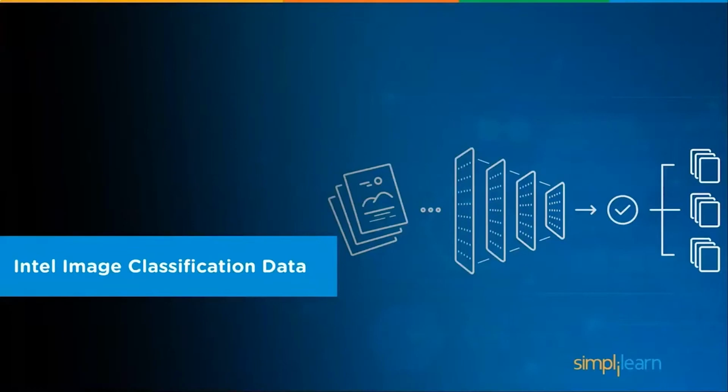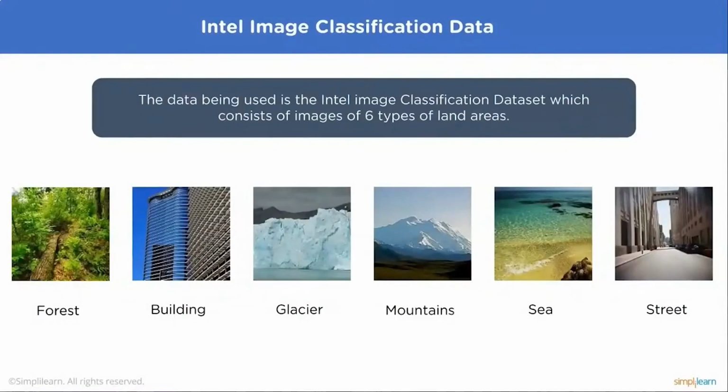So, Intel image classification data. The data being used is the Intel image classification dataset, which consists of images of 6 types of land areas. We have forest, building, glaciers, mountains, sea, and street. And you can see here a couple of the images out of the Intel image classification data that they use.